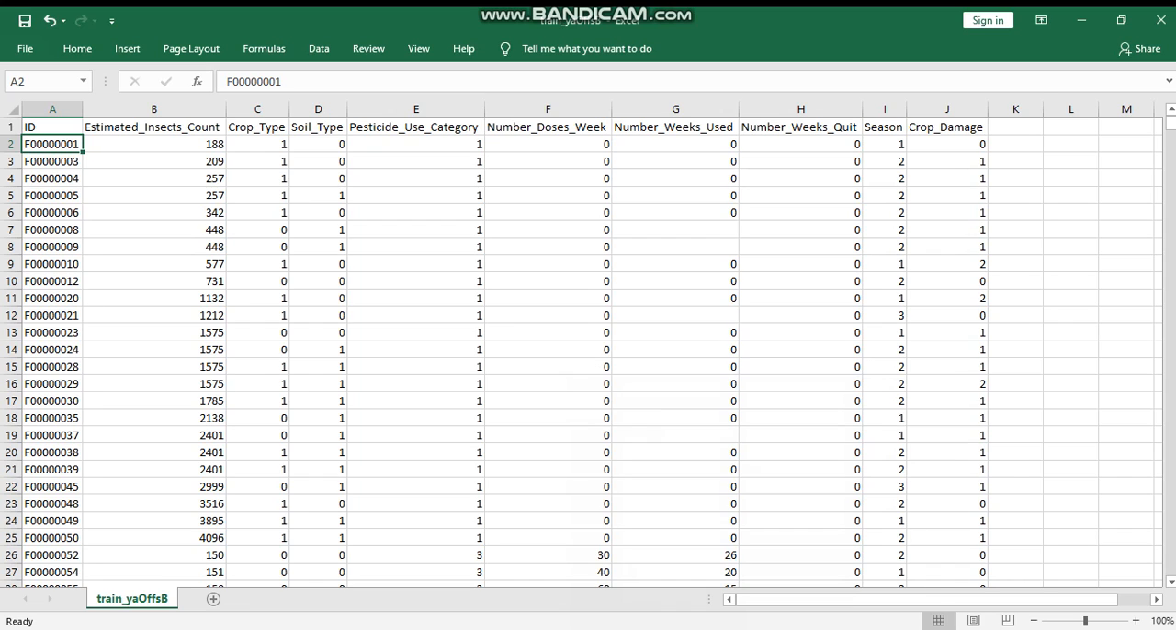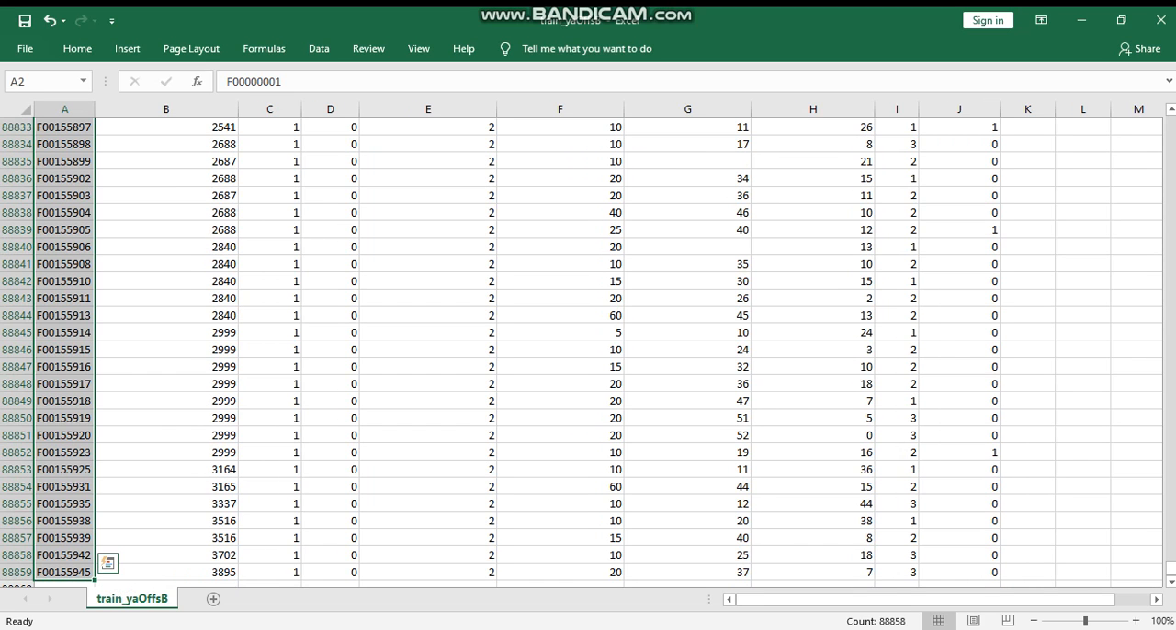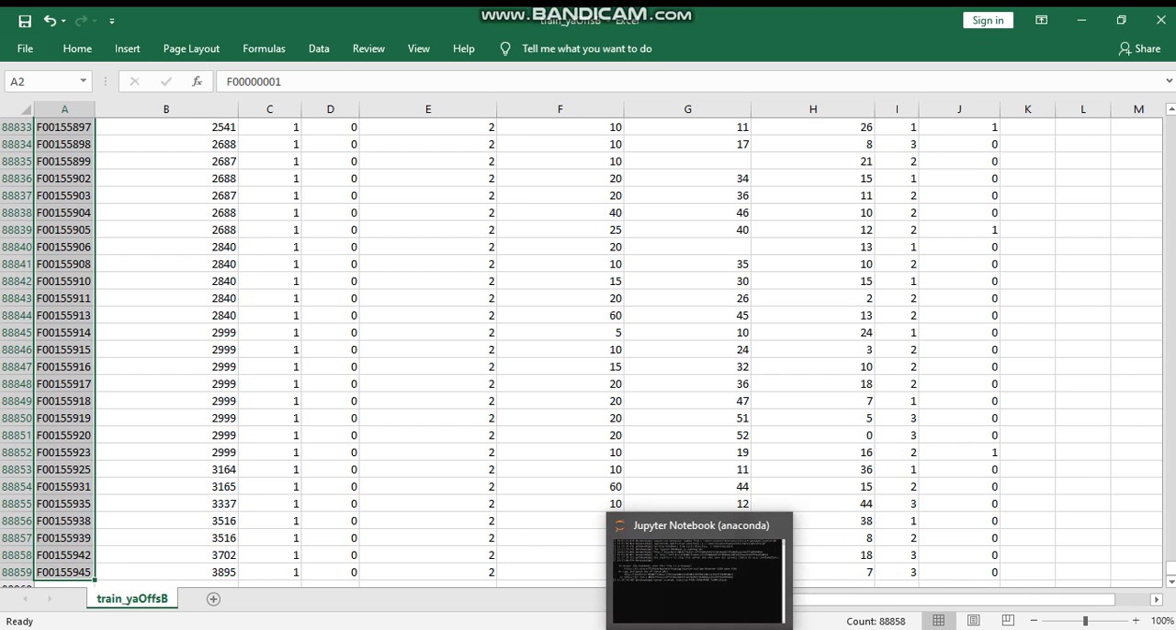And pesticides category, mainly here it is 1, 2 and 3. 1 means pesticides are never used, 2 means pesticides have been previously used, and 3 means pesticides are currently being used. You can consider it like this. In total the data set has around 88,859 rows here. Let's get into our Jupyter notebook.